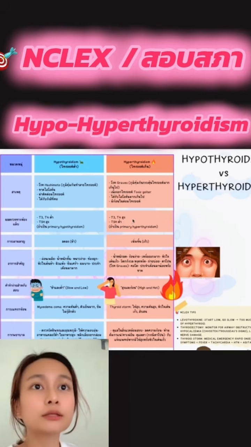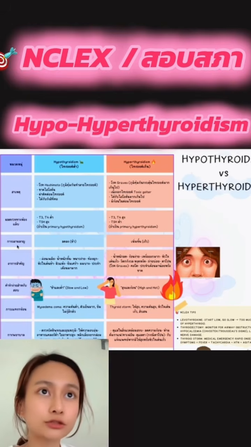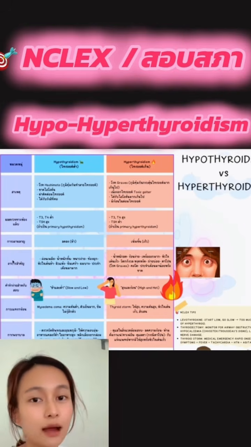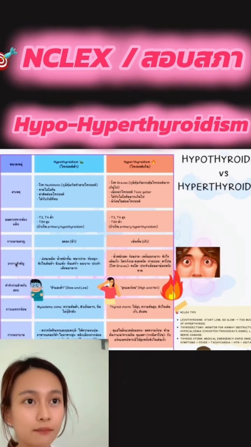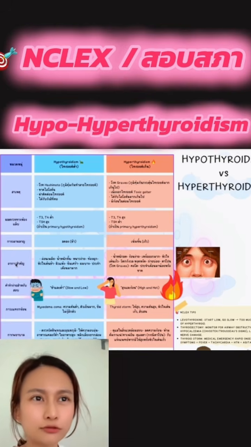Hypothyroidism and hyperthyroidism. In hypothyroidism, the metabolism decreases, whereas in hyperthyroidism, it increases. The symptoms of hypothyroidism are the exact opposite of hyperthyroidism. Remember, hyper means fast, hypo means slow. So with hypothyroidism, everything is low and slow.